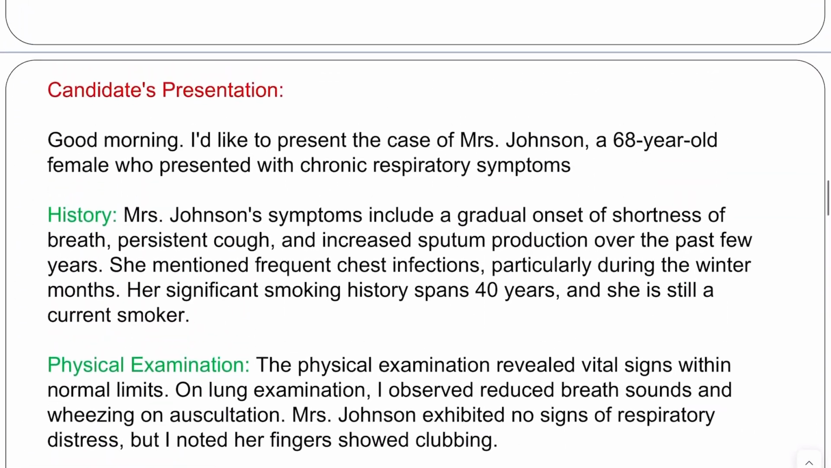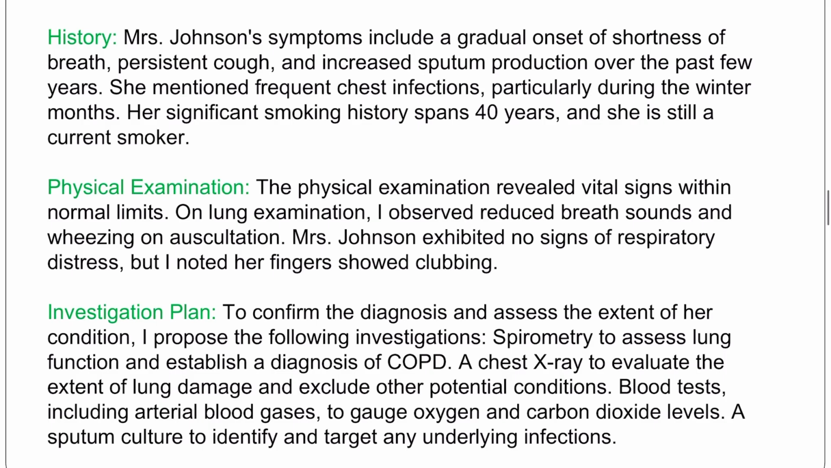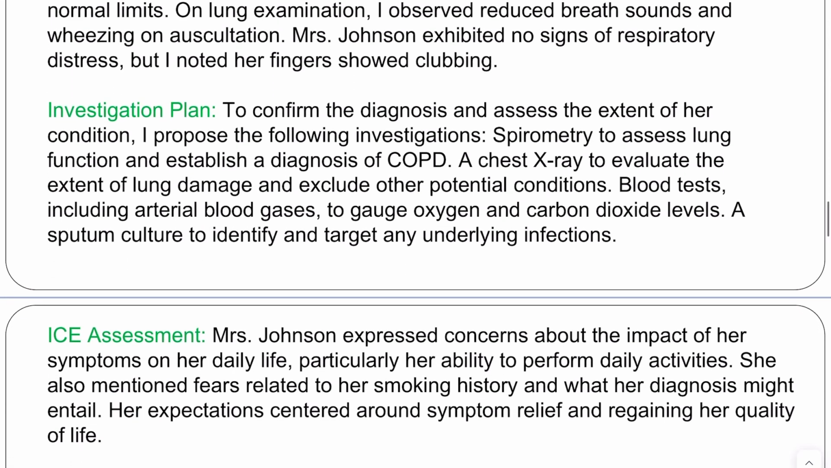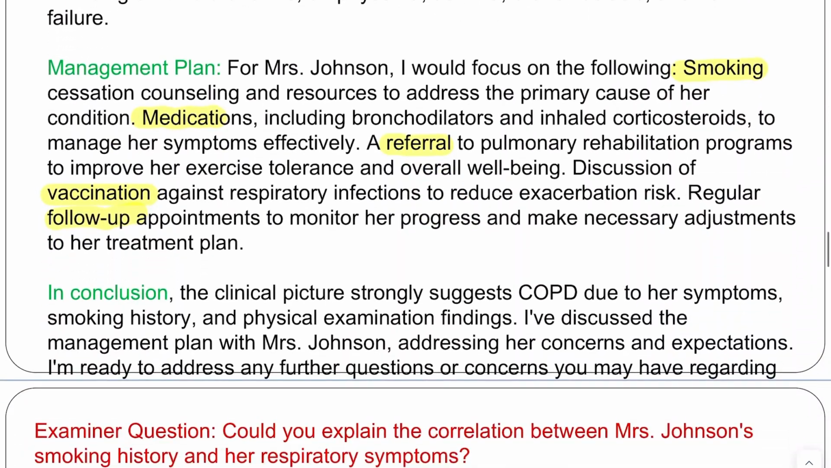Once you do the presentation, I repeat again, first of all, give details about the history, then the physical examination, the investigation plan, the patient's ideas, concerns and expectations assessment, differential diagnosis, your management plan, and conclusion.